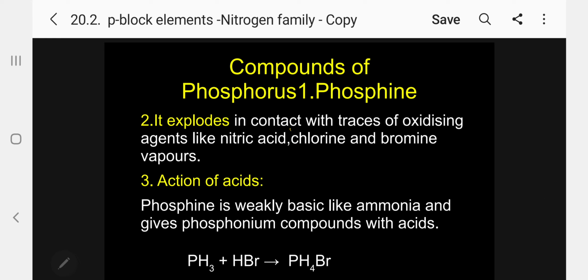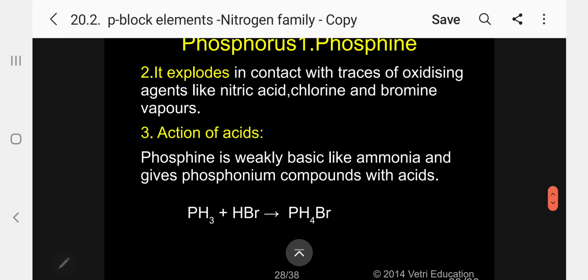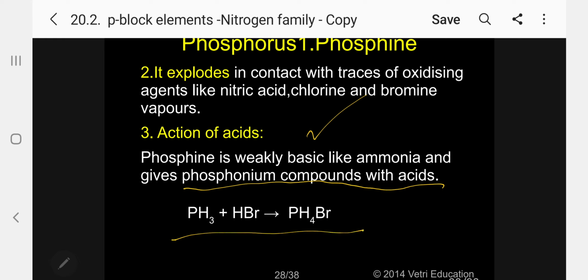It explodes in contact with traces of oxidizing agents like nitric acid, chlorine and bromine vapors. Kindly follow. Coming to action of acid, phosphine is weakly basic like ammonia, a weak electrolyte, and gives phosphonium compounds with acid. For example, PH3 plus HBr gives phosphonium bromide, like ammonium bromide. Please follow.